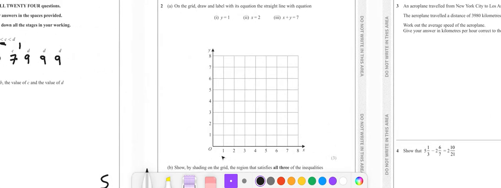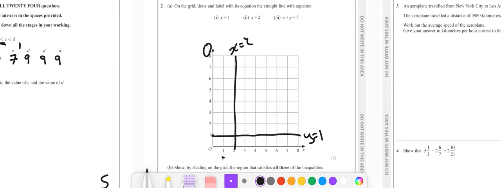On the grid, draw and label with its equation the straight line with equation y equals 1. So the y value must equal 1. Those are all the points where y equals 1. Similarly, x equals 2.